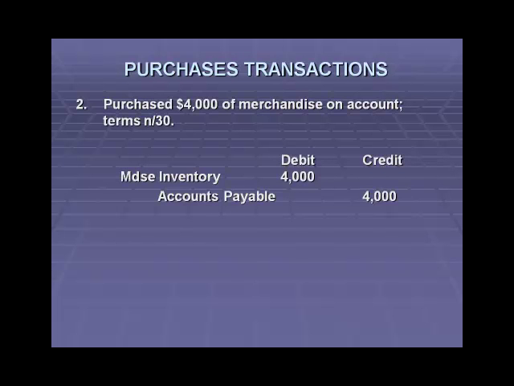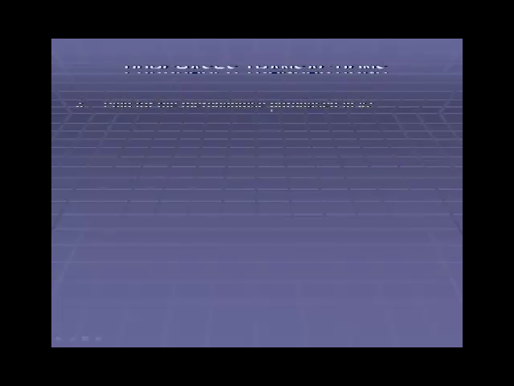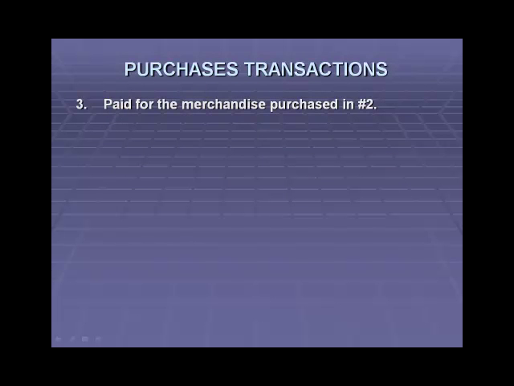We would debit merchandise inventory to increase it, $4,000, and credit accounts payable to increase it by $4,000. Remember, the term N30 does not come into play until later, and net N30 is simply due in net of 30 days. Next transaction, paid for the merchandise purchased in number 2.